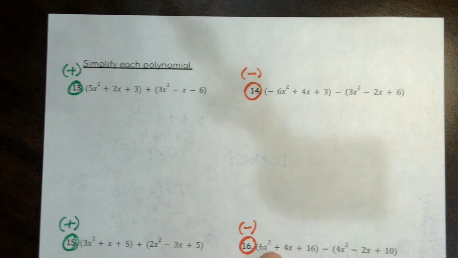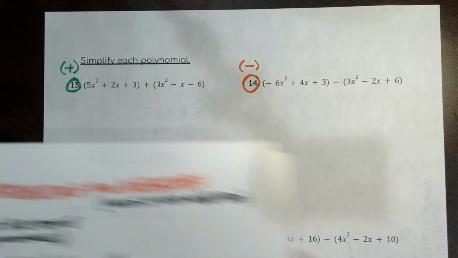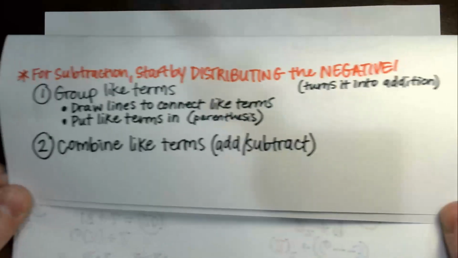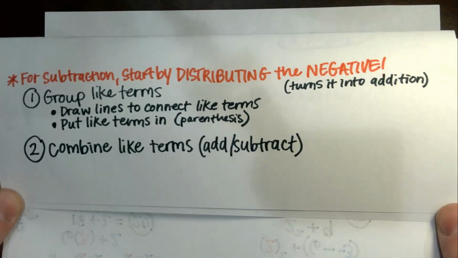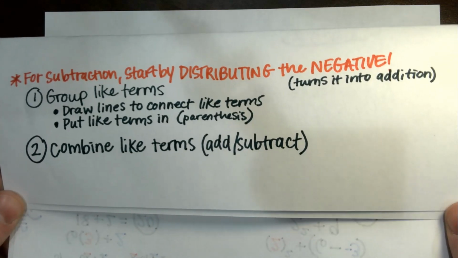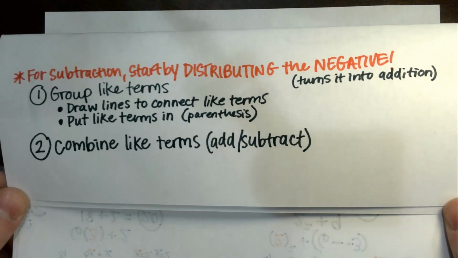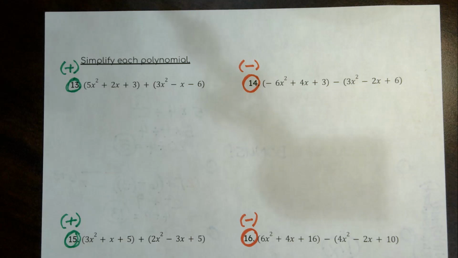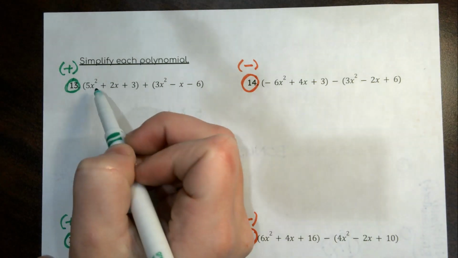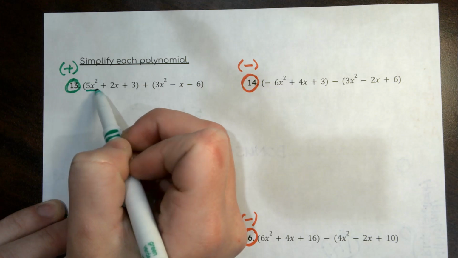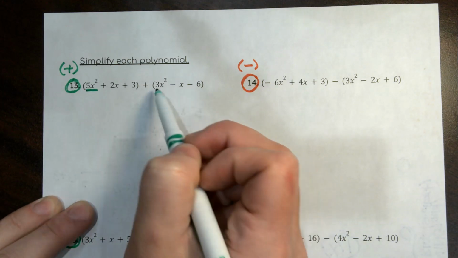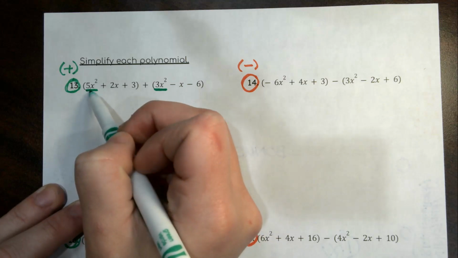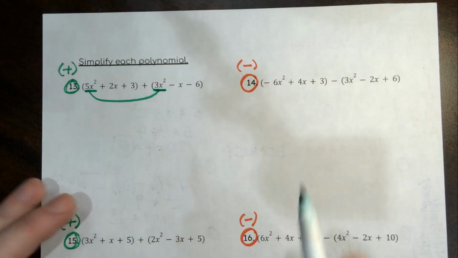So, since we're not distributing, we can look at our little guide we made and we see that step 1 is we are going to group our like terms by drawing lines to connect them and by putting them in parentheses. So let's go ahead and start with our 5x squared. Do we have another term with x squared? 3x squared. Good. So I'm going to draw a line and just connect these so I know I'm going to be putting them together.